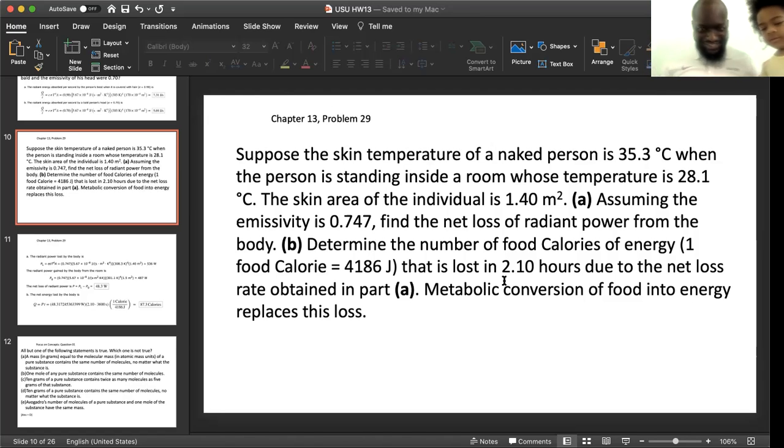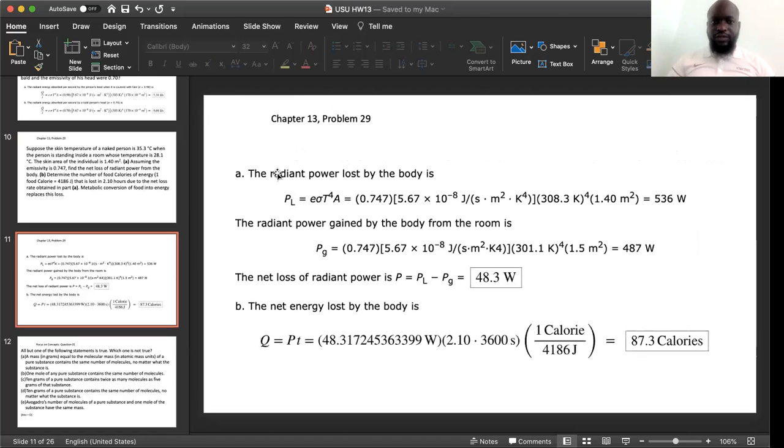No. Okay, good. So assuming the emissivity is that, find the net loss of radiant power from the body. That's the A part of the problem. The B part said determine the number of food calories of energy that is lost in 2.1 hours due to the net loss rate obtained in part A. First of all, to get the radiant power loss, that's Q over t. We use this equation as usual. The t goes down to give us power Q over t.